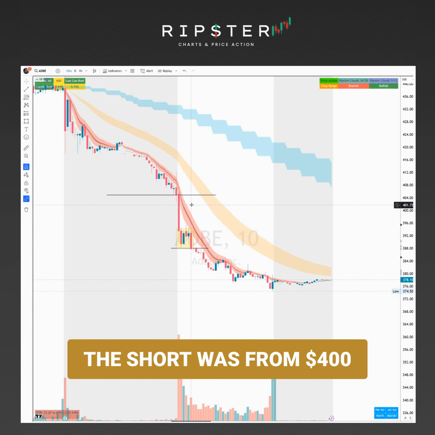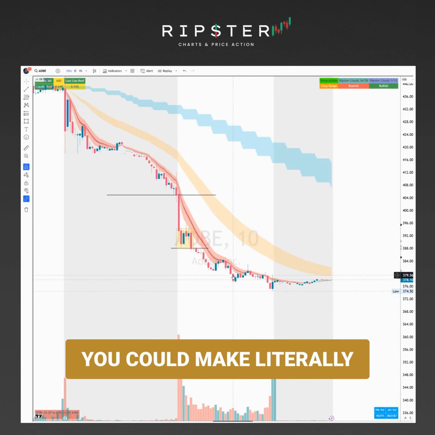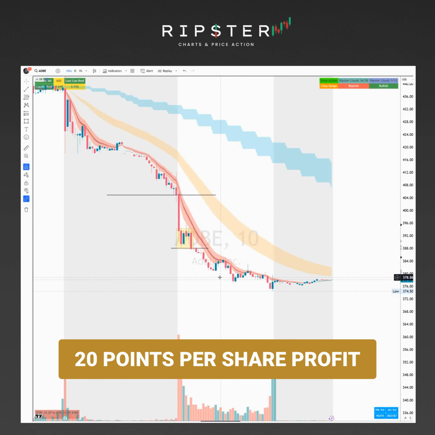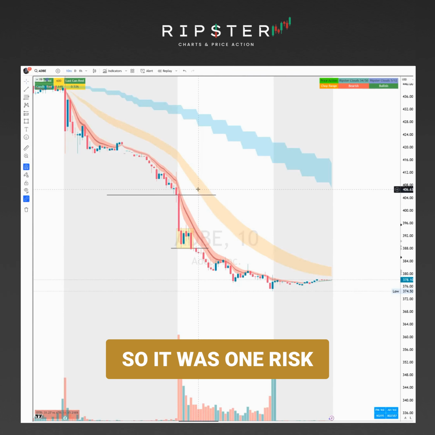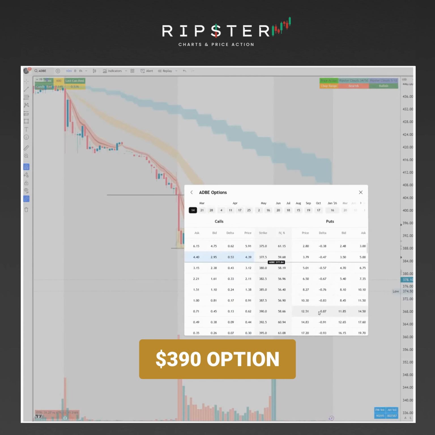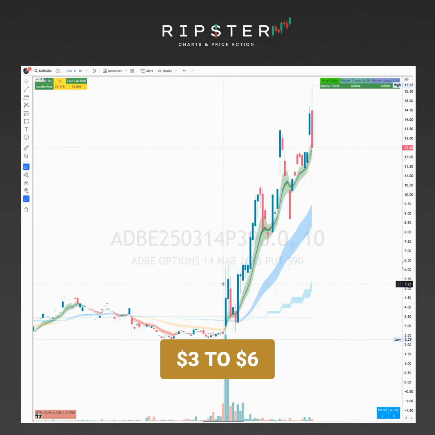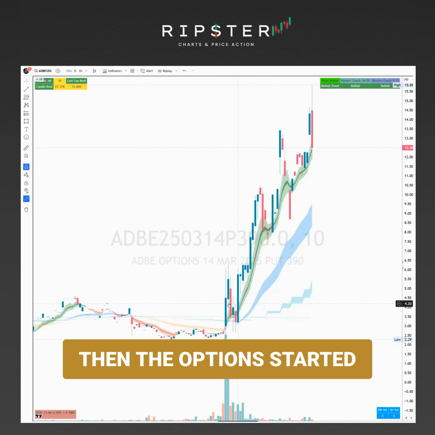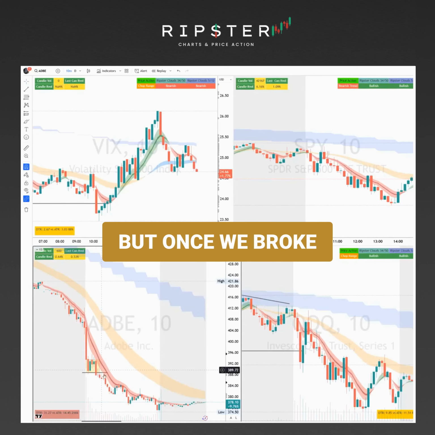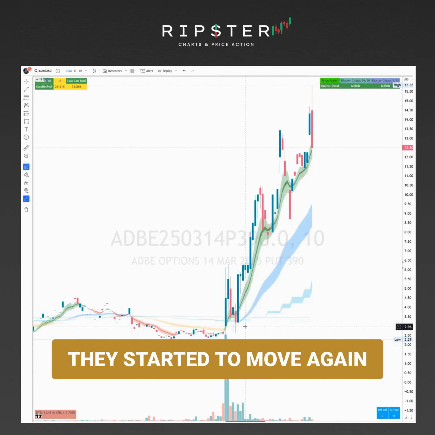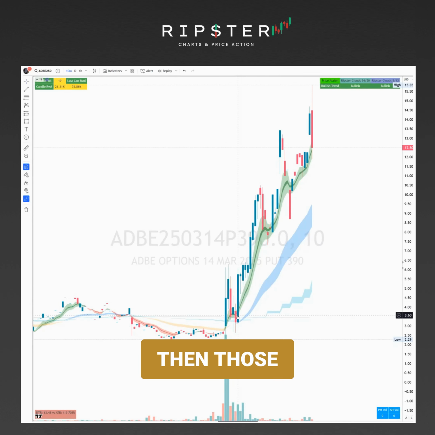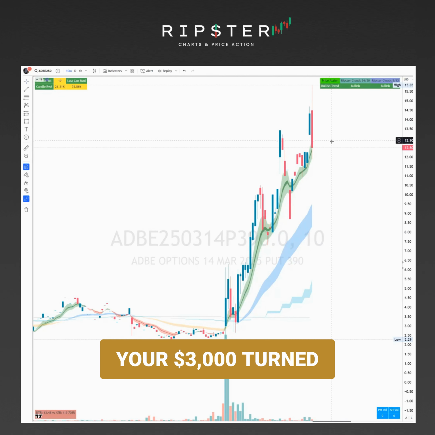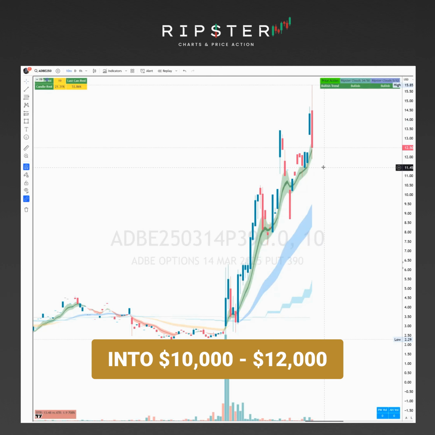The short was from 400 all the way to 370. You could make literally 20 points per share profit, risking $5 per share. So it was a 1:4 reward trade. The 390 options from the initial short went from 3 to 6 bucks, almost 100%. But once Adobe started to consolidate, the option started to lose value. But once we broke the bear flag, they started to move again. And you can always add again. Then those went from 3 bucks to 9 bucks, 10 bucks, 12 bucks. Your $3,000 turned into $10,000, $12,000 by end of the day.